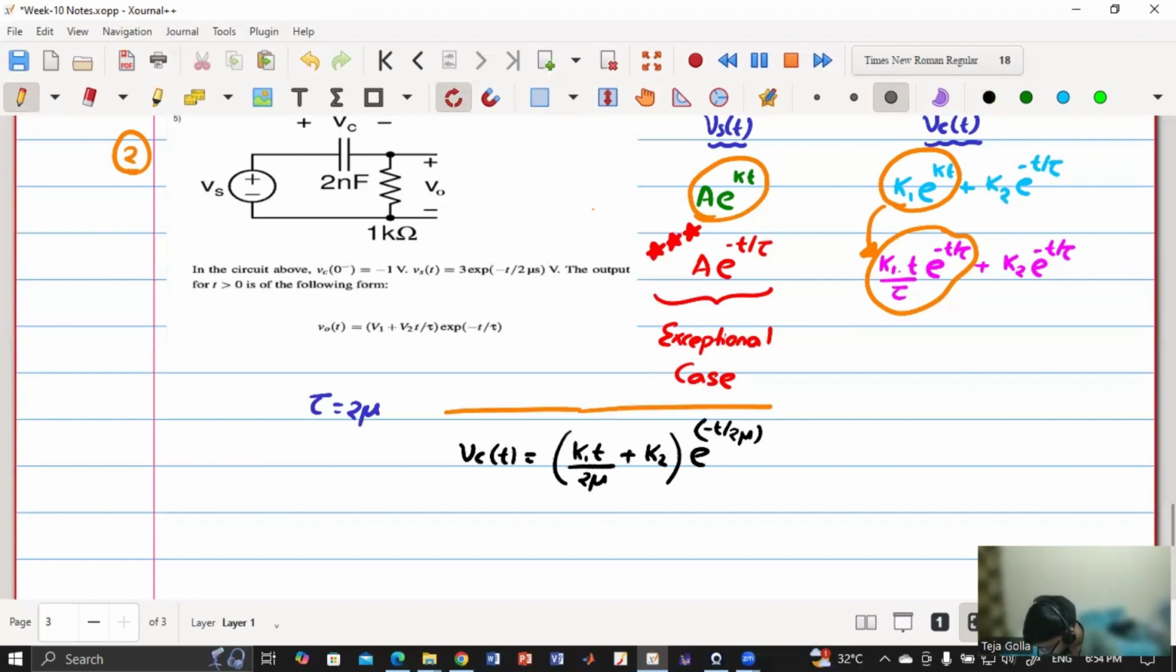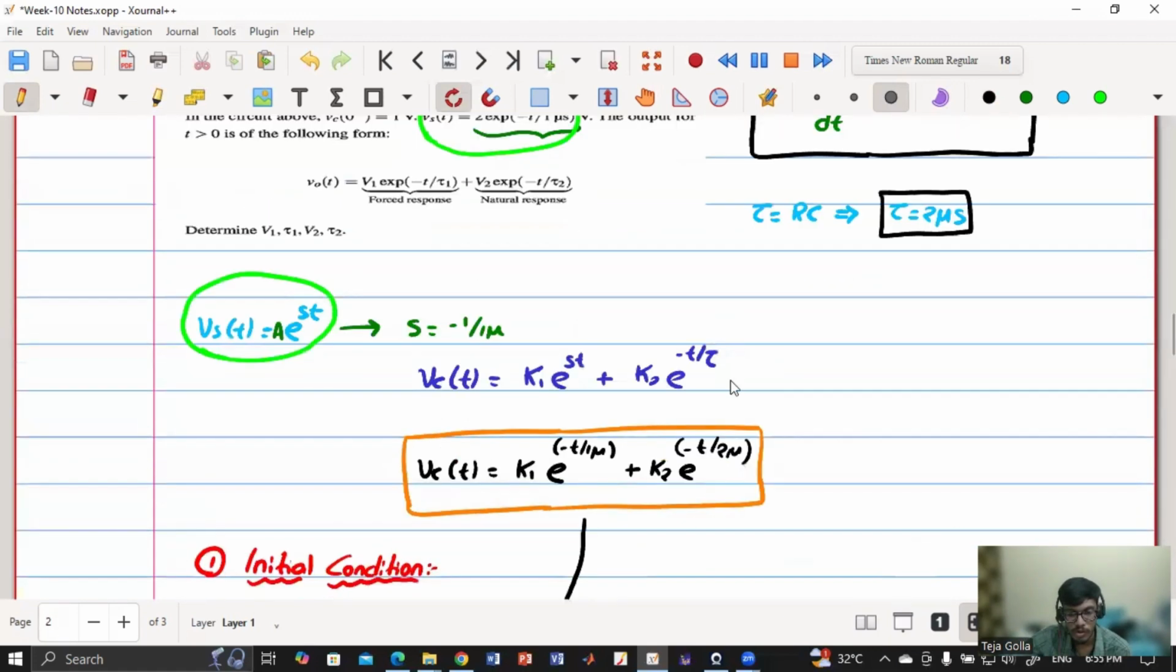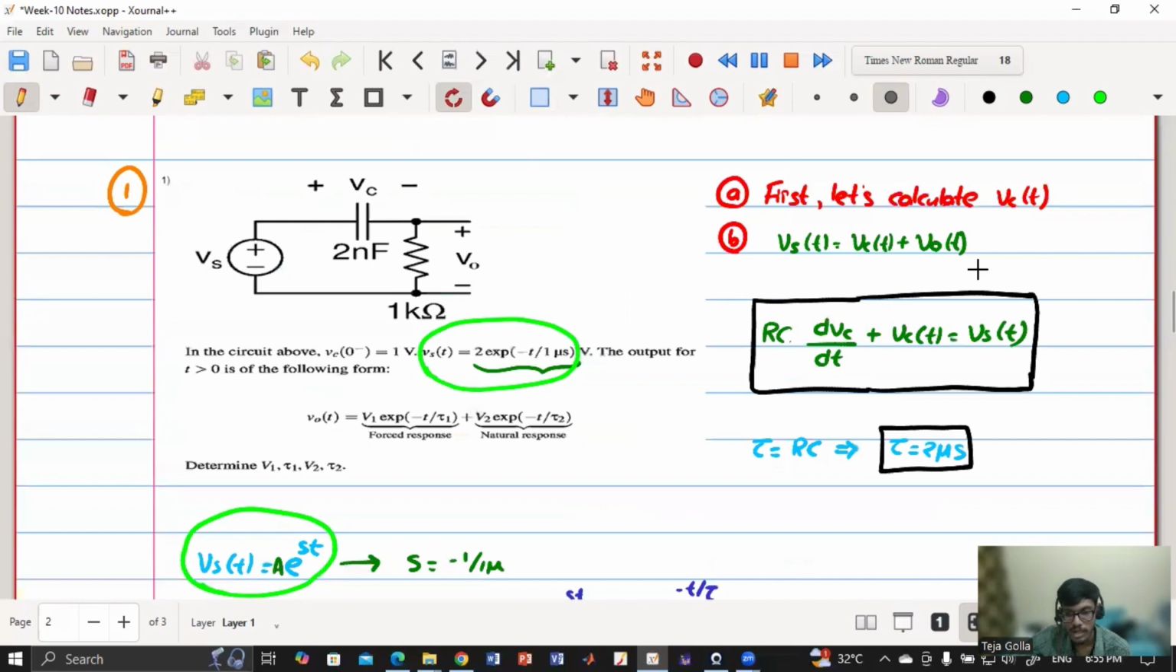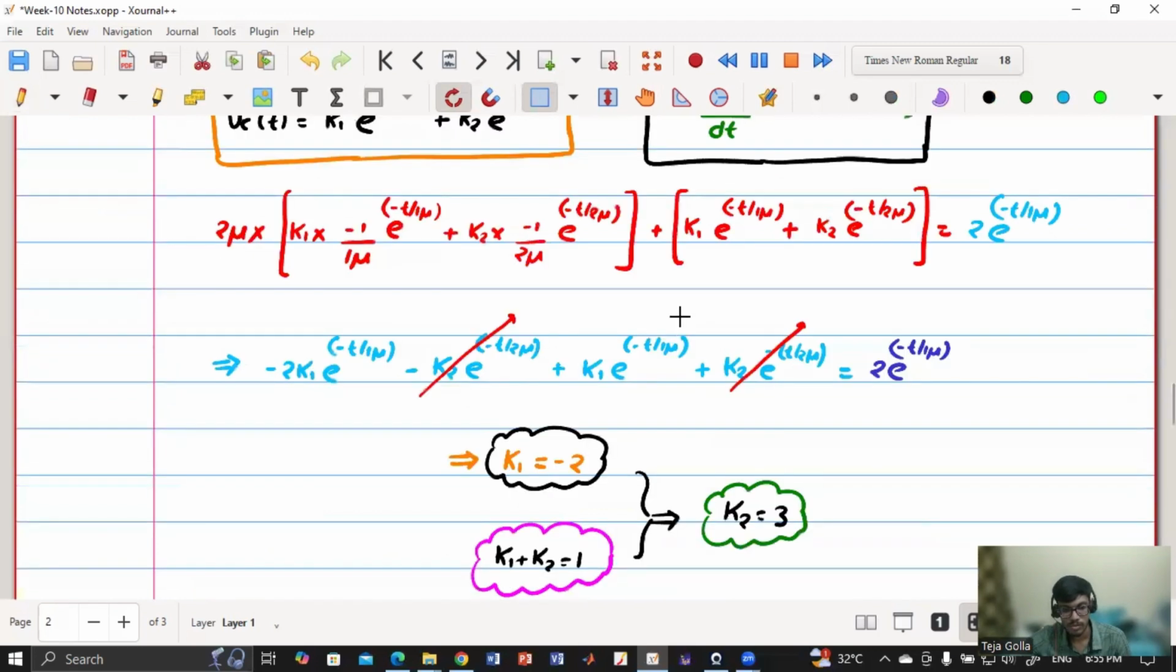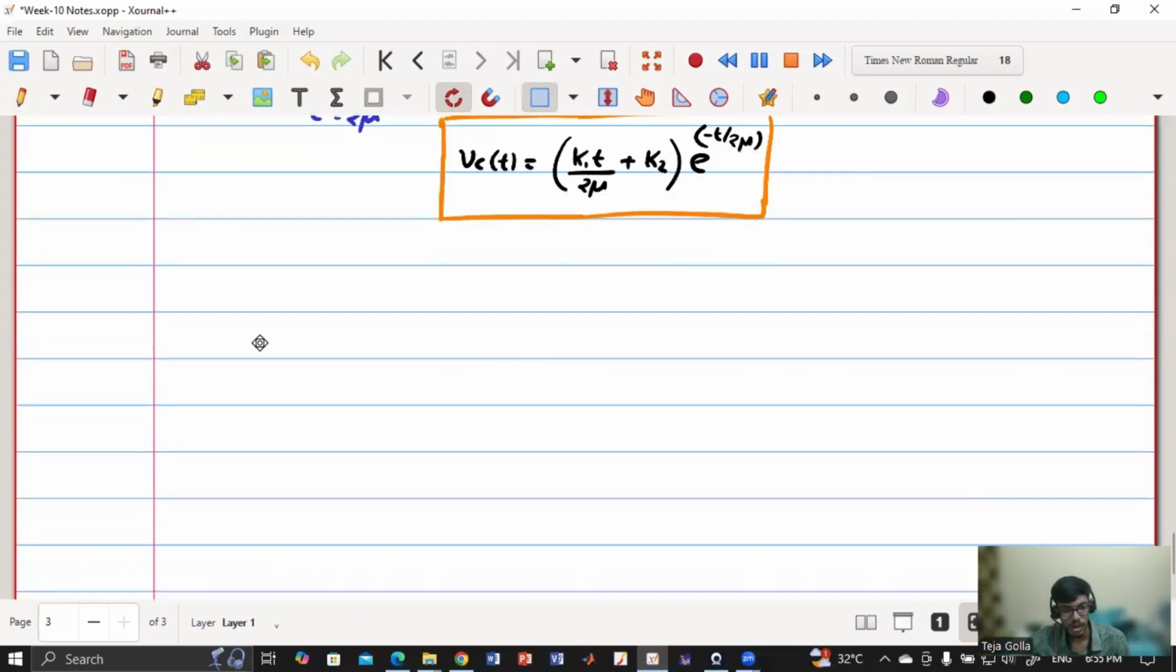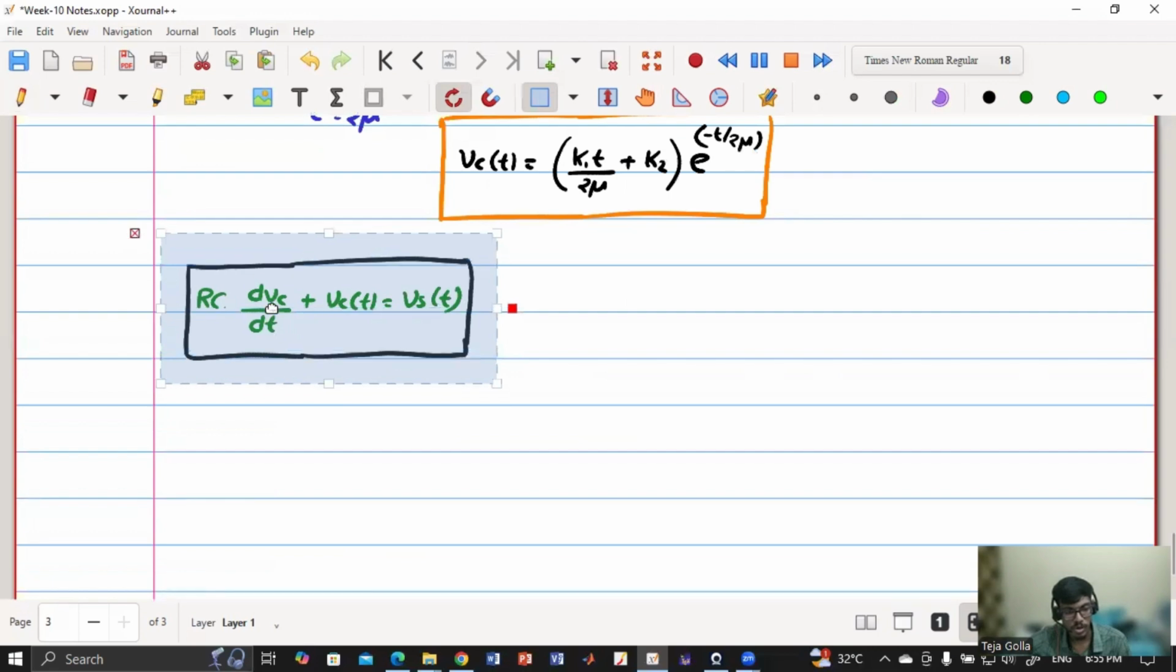So this is my expression of VC of t. Sir, how did you get K1 into t by tau? Yes. Actually, as sir has not explained, I'll explain how you will get it. So this is the differential equation, right? Because in this course, sir has not taught how to solve the differential equation, I assume that this is out of the scope of this course syllabus. But if you want to solve, you can solve something like this.